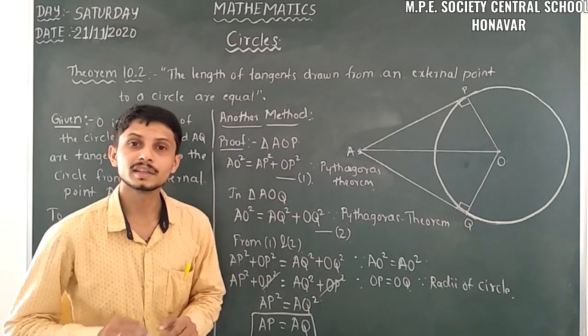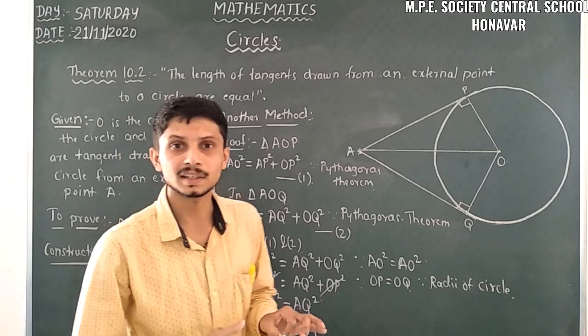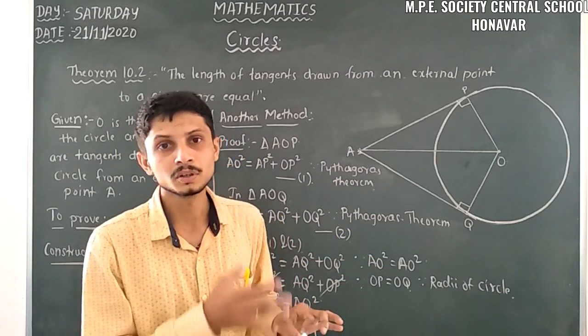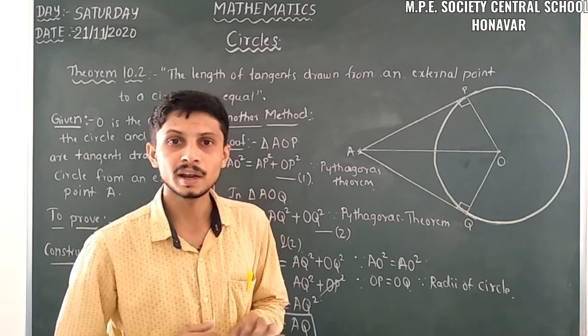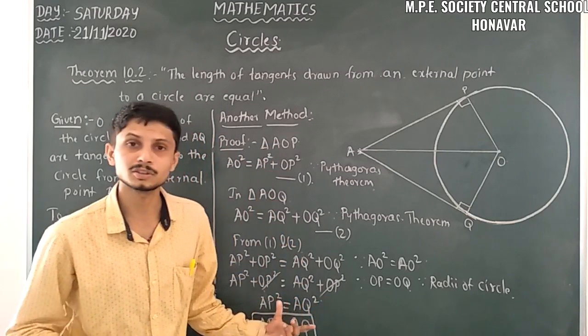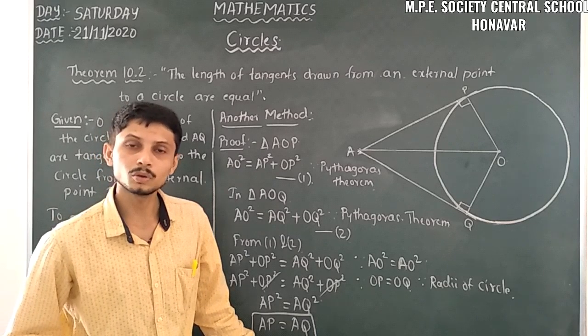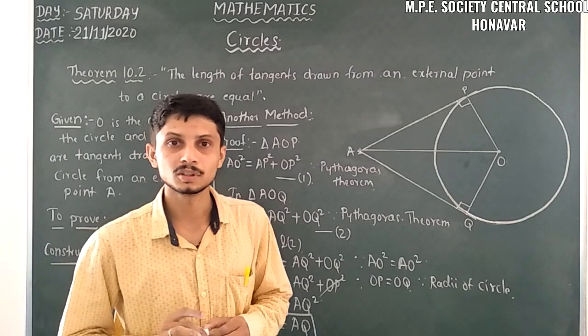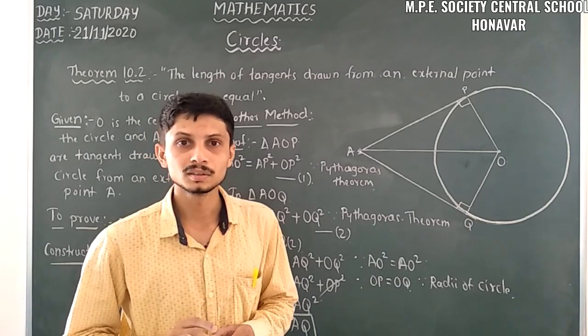So this is theorem 10.2. There are two methods. With the help of triangle congruence rules we can solve this, and also with the help of the Pythagoras theorem we can solve this. You have to write only one method in the examination. Okay, so let us move on to some problems.